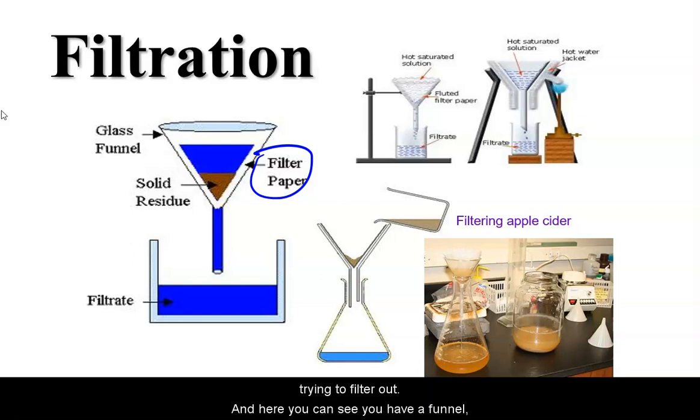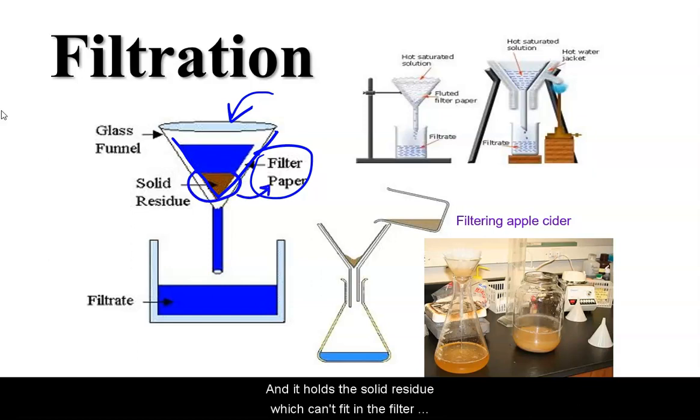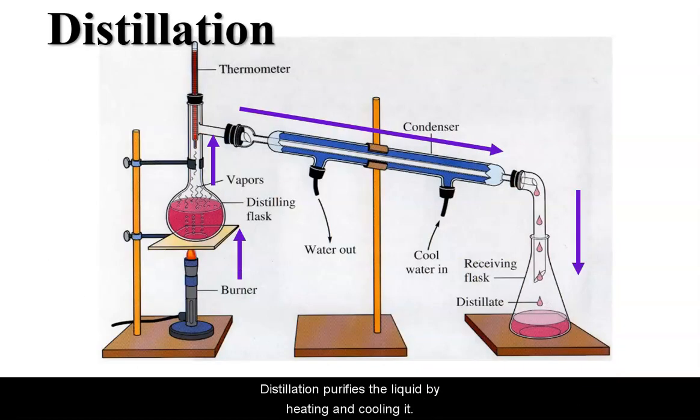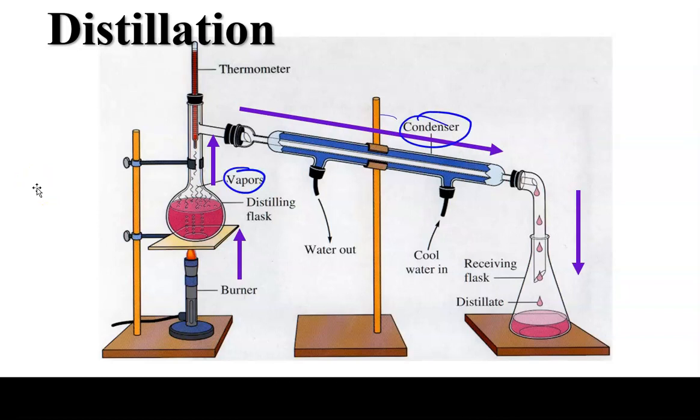And here you can see you have a funnel. You usually put your filter paper in and then you pour in your solution, and it holds the solid residue, which can't fit in the filter paper, and releases the liquid filtrate. Distillation purifies a liquid by heating and cooling it. By heating it, the gas vapors rise and condense in the condenser and turn into a pure liquid. An example of this is petroleum distillation, where increasing amounts of heat, so we would turn up our burner, allows different fractions of gas to be released from the crude oil.